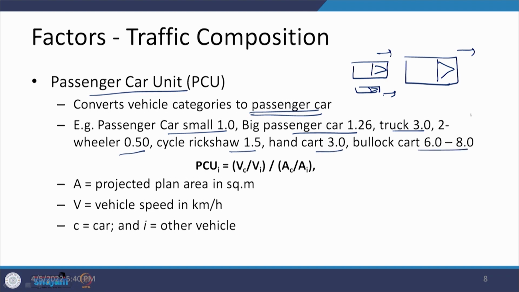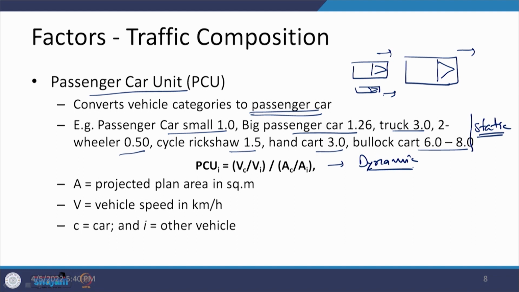Now, when you talk about these things and it is being given in that form, then they are static values. So, we can use these static values also, which have been given in different codes of Indian Roads Congress for different conditions, maybe mid blocks or intersections, etc. But another can be a dynamic PCU.